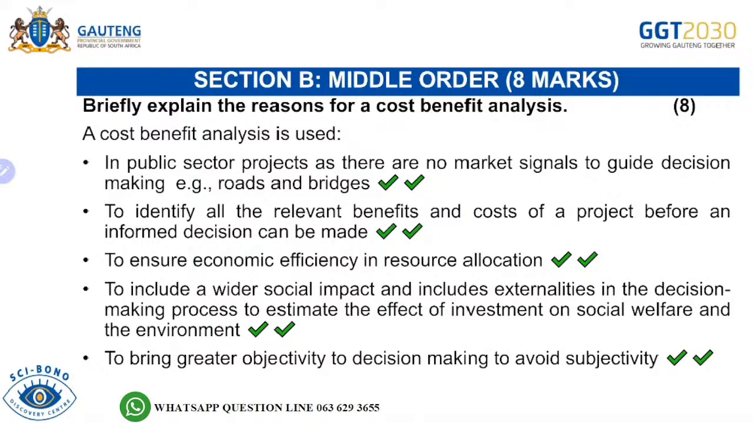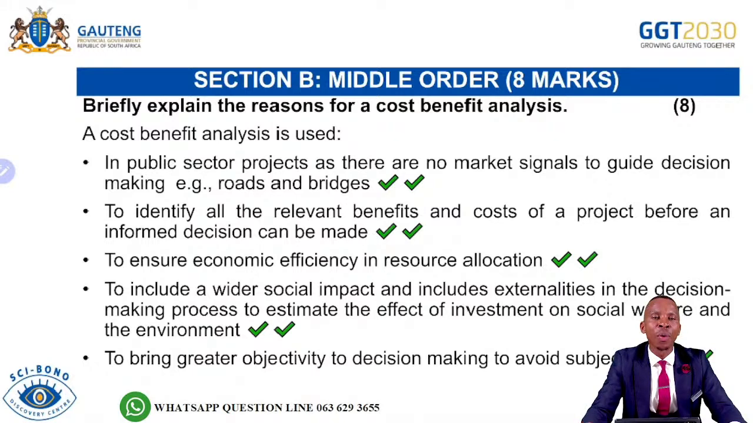To ensure economic efficiency in resource allocation. To include a wider social impact and include externalities in the decision-making process, to estimate the effect of the investment on social welfare and the environment. To bring greater objectivity to decision-making to avoid subjectivity. So the CBA is mainly done to ensure that decision makers are well informed.